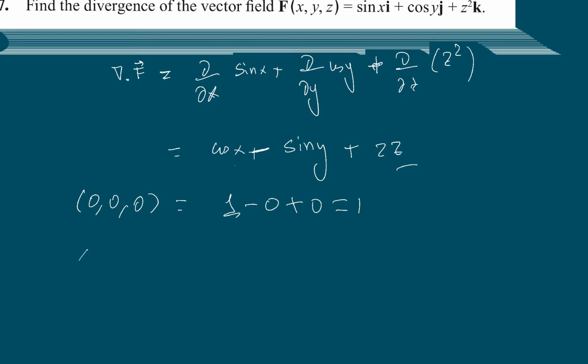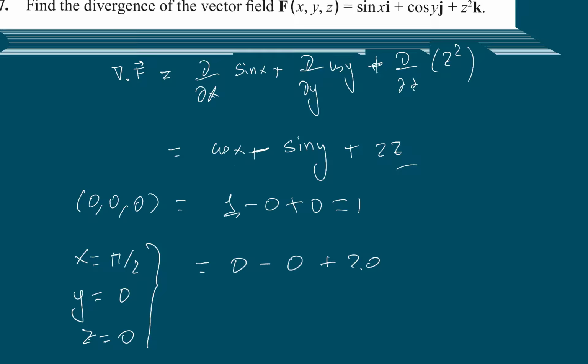For example, if I choose the point x to be pi divided by 2, y to be 0, and z equals 0, the cosine of pi divided by 2 is 0, the sine of 0 is 0, plus 2z is 0. So at this point the divergence is 0.